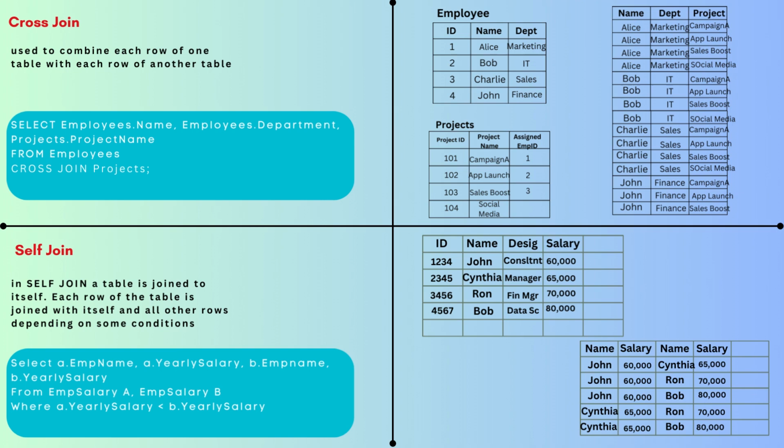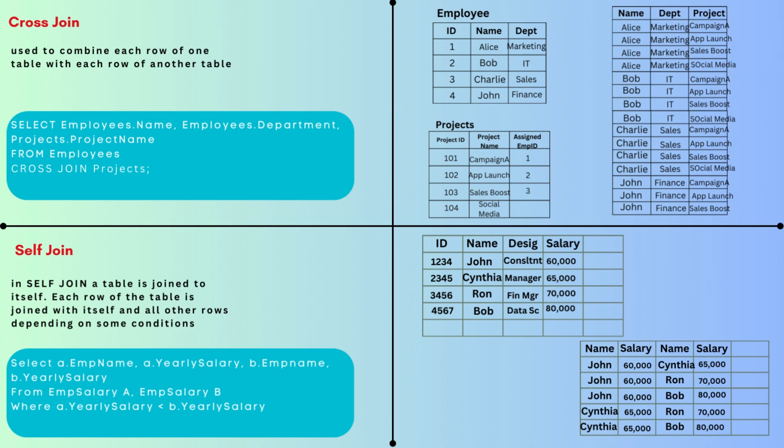Okay, now last but not the least, self join. In this case we will change our example a little bit. We'll use only the employee table with employee ID, employee name, designation and yearly salary as the columns. So what does self join do? In self join, a table is joined to itself, meaning each row of the table is joined with itself and all other rows depending on some conditions.